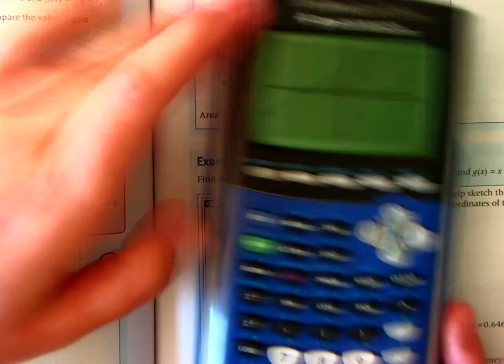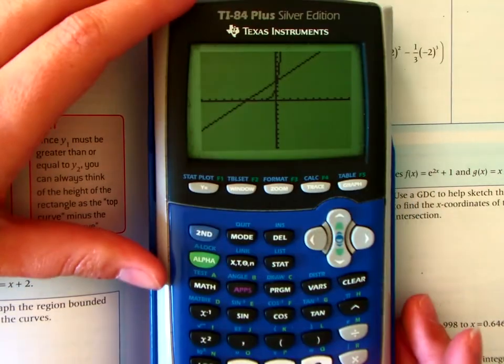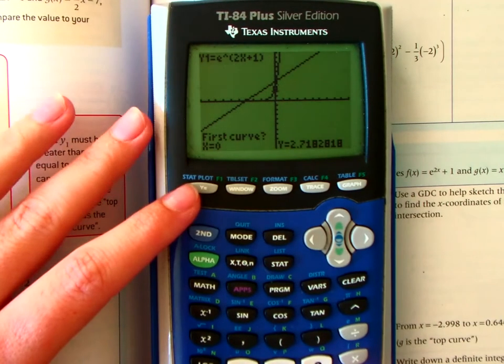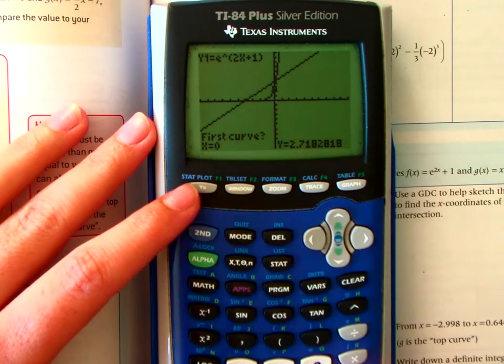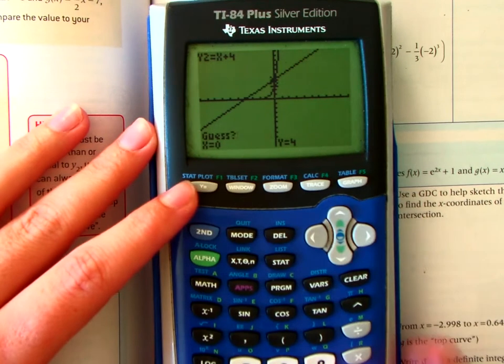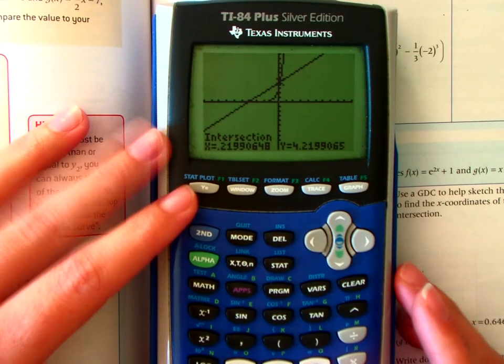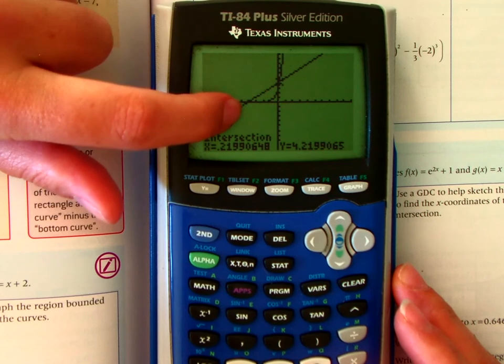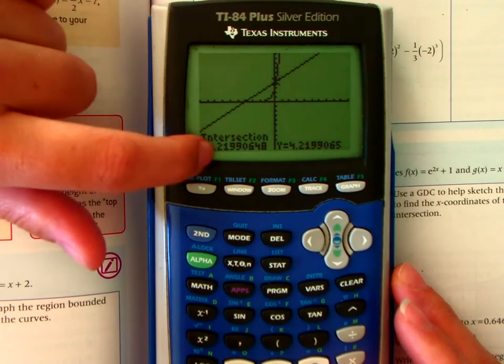You also, remember, need to know where these two functions intersect. Because I'm allowed to use a calculator, all I'm going to do is use the functions on my calculator to do that for me. So I want to know where these two graphs intersect. Is it on the first curve? Yes. Is it on the second curve? Yes. Hit enter. So this would be the upper boundary, right? Because it's to the right of this one. So there's my upper boundary.